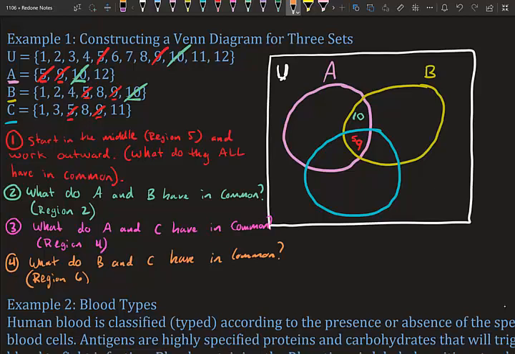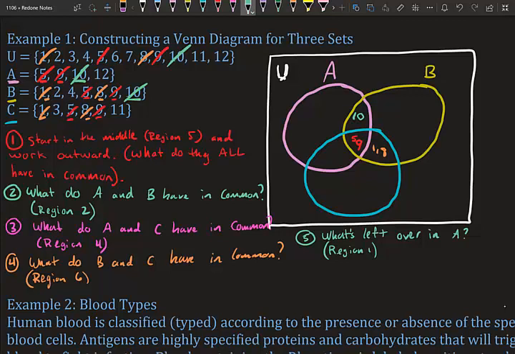Looking at B and C, they have 1 and 8 in common. So we're going to put 1 and 8 in region 6. Since we used them, we're going to go ahead and cancel them out everywhere we see them, including the universal set. So now that we did all of the intersections of AB, AC, and BC, now we're working on the individual sets A, B, and C.